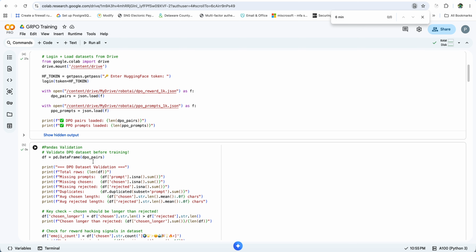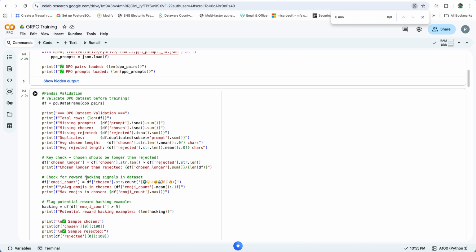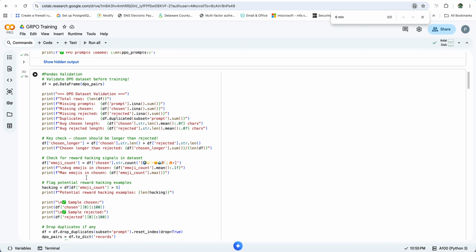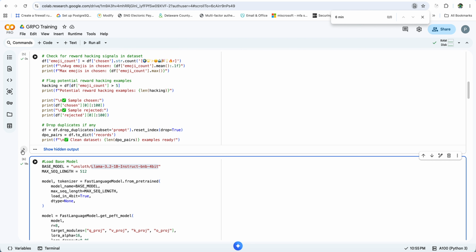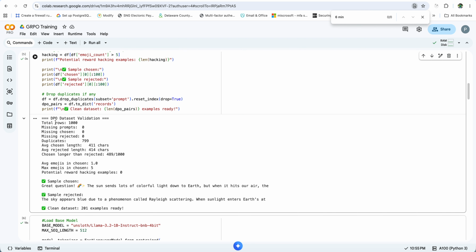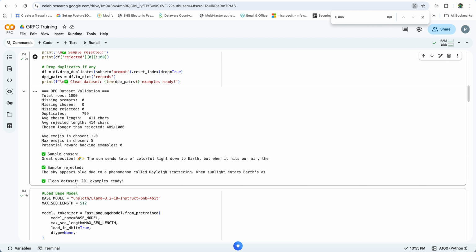In the next cell we are using pandas to validate the dataset. For the DPO dataset we check that we have rejected, chosen and prompts, whether it has emojis and good words, and that the count is greater than 0. So all these things we are checking here. In total I have created a dataset of 1000 for DPO. These are the great questions, simple, rejected, all these are clear.